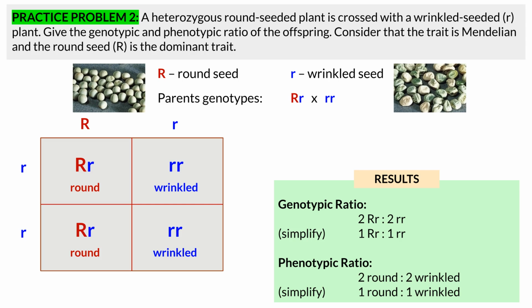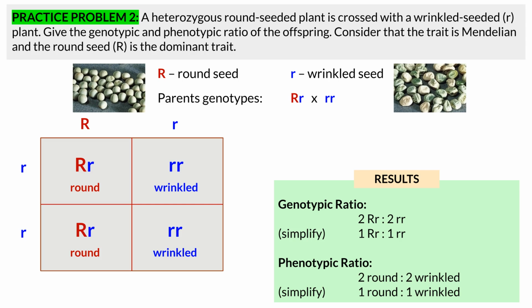Step 2. Identify the parents and their genotypes. One parent is heterozygous for round seeds, and the other parent has wrinkled seeds only. Step 3. Determine the possible gametes. The heterozygous parent can produce gametes carrying either the round allele or the wrinkled allele. The wrinkled parent produces gametes carrying only the wrinkled allele.